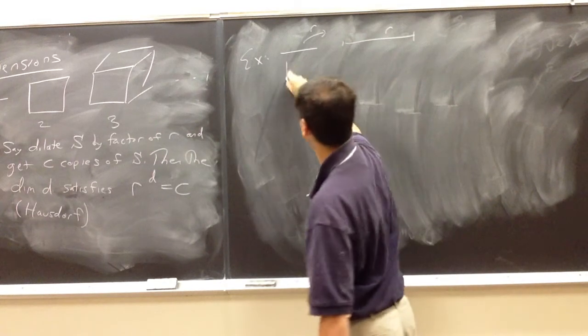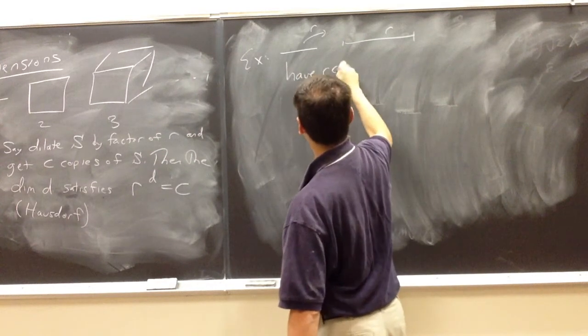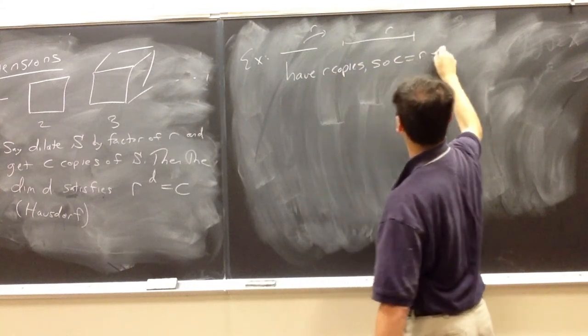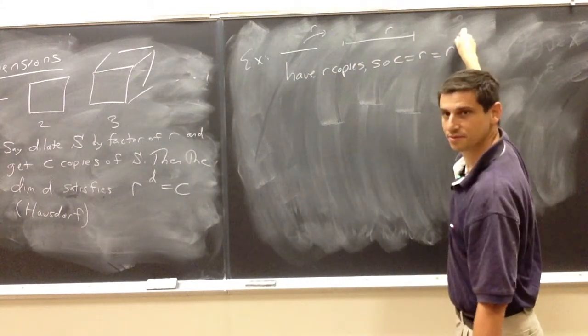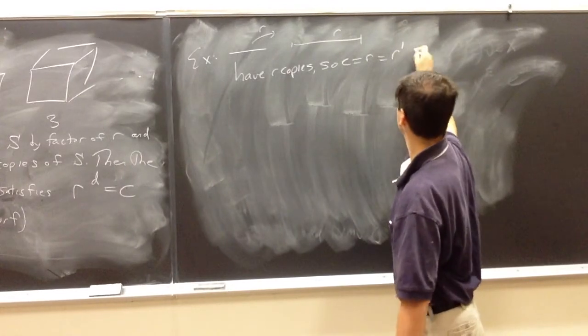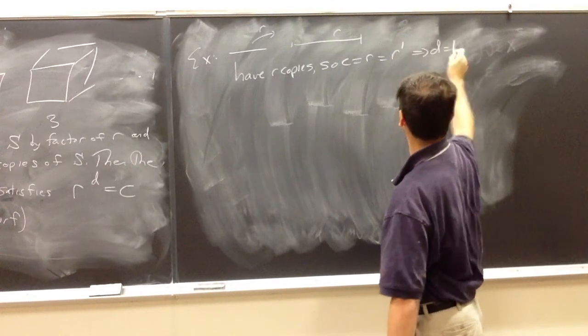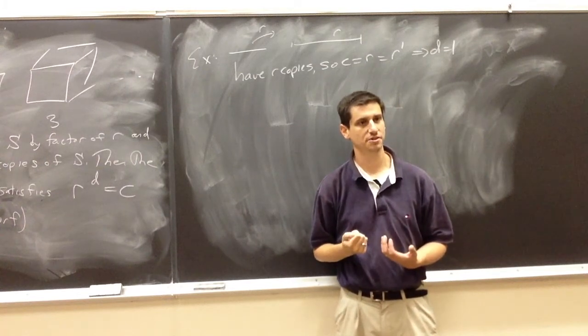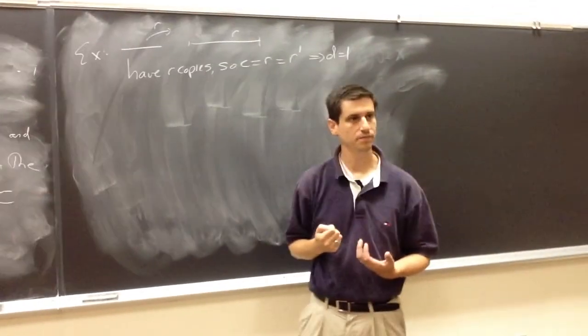R copies. Have R copies. So C equals R to what power? 1. Therefore, D equals 1. So a line has dimension 1. Yes? What do we mean by R copies?